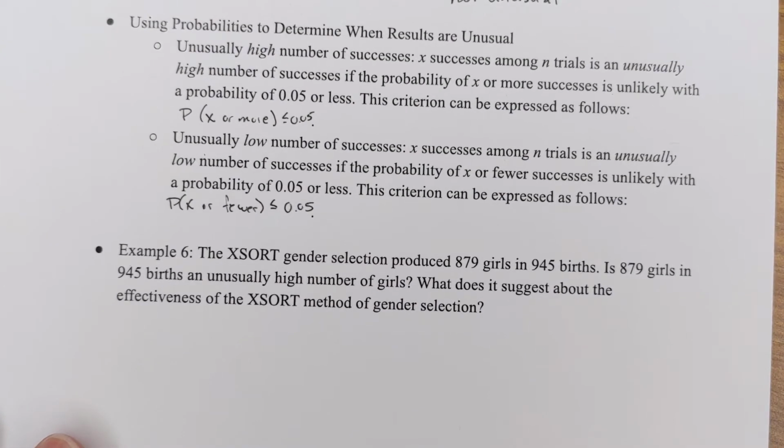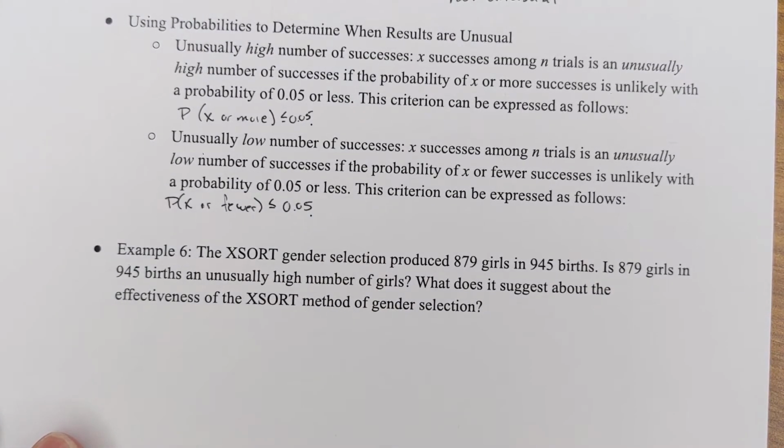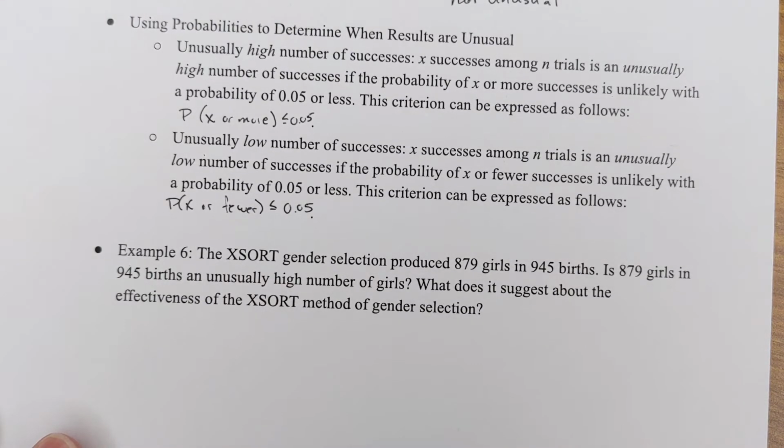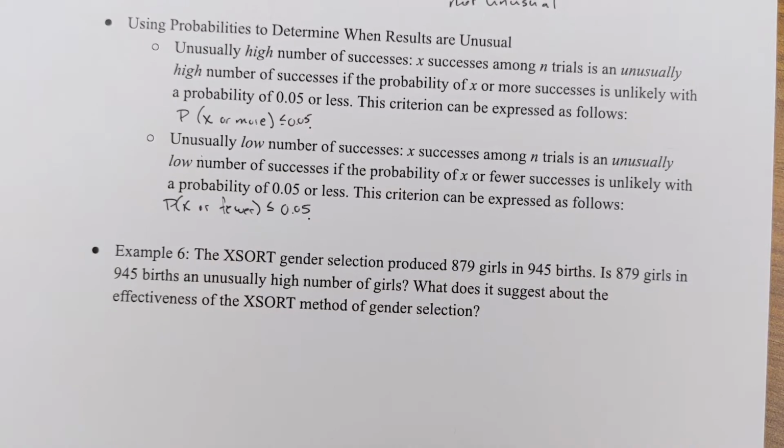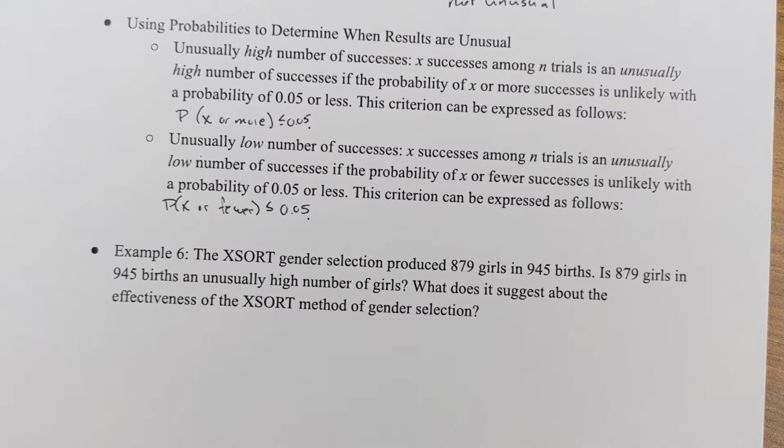All right, so number 6, you've got here the XSORT method produced 879 girls in 945 births. Is 879 girls in 945 births an unusually high number of girls? What does it suggest about the effectiveness? So, what you've got here, let's see, is it unusually high or more girls?